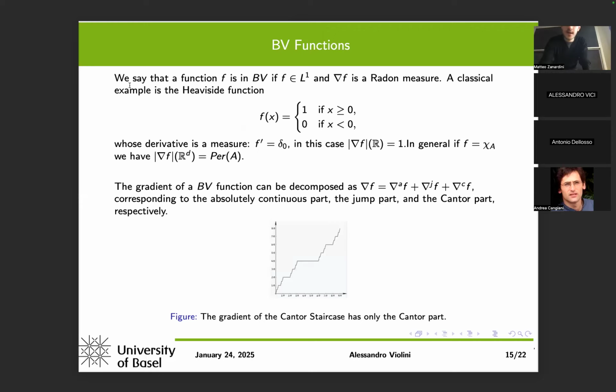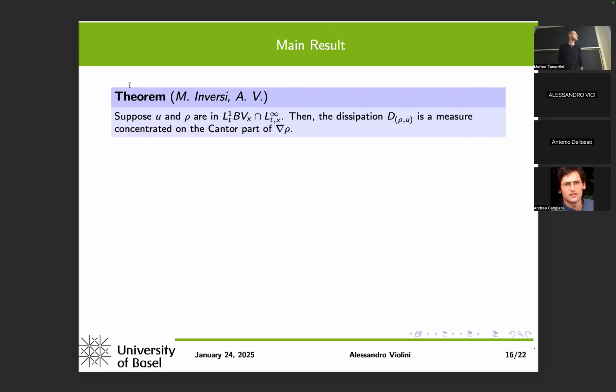My main theorem, which I have proved with my colleague Marco, is the following one. If u is BV, and now I'm also putting the time regularity, and the density is also bounded, because I don't want the density to explode, then the dissipation D is a measure, not only a distribution, and it is concentrated on the Cantor part of the gradient of the density.